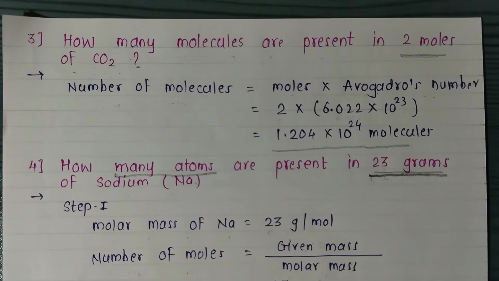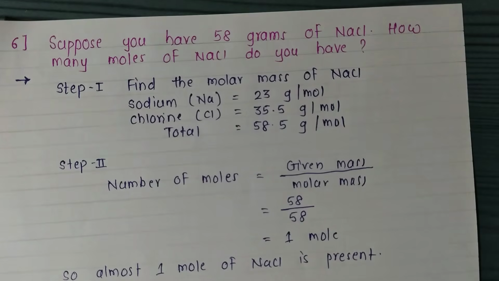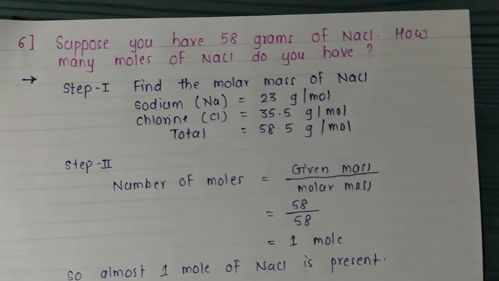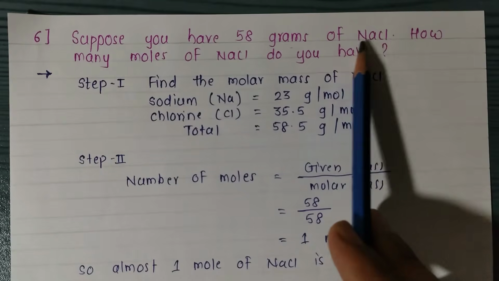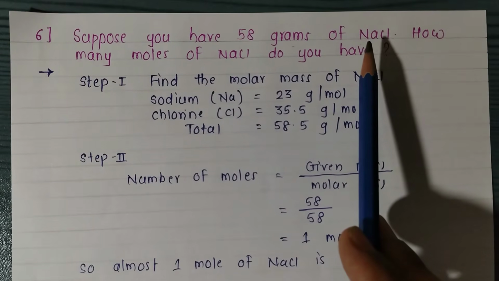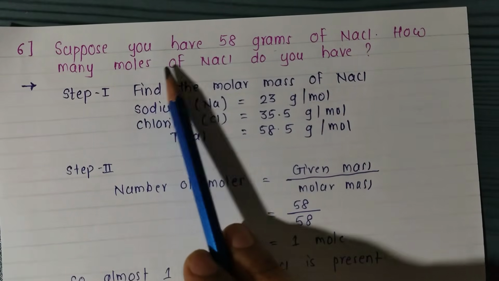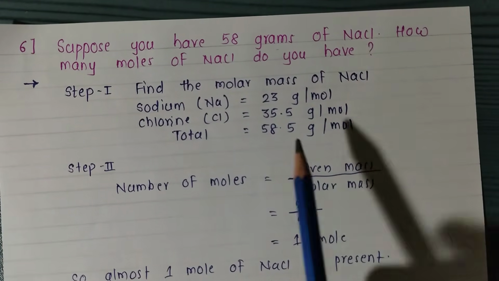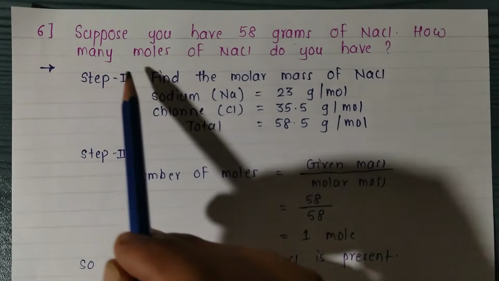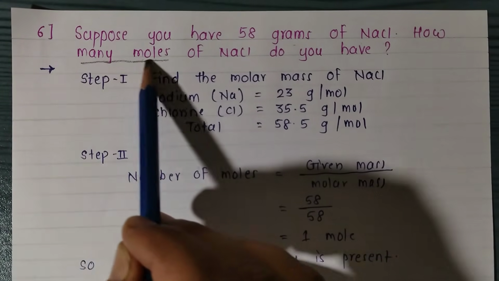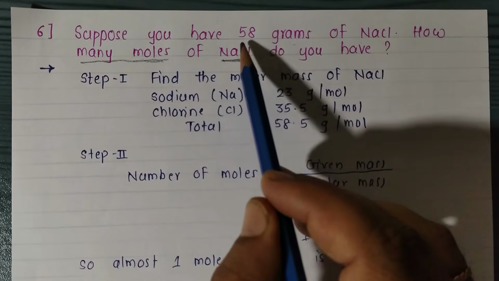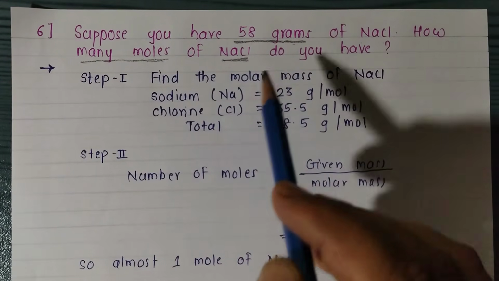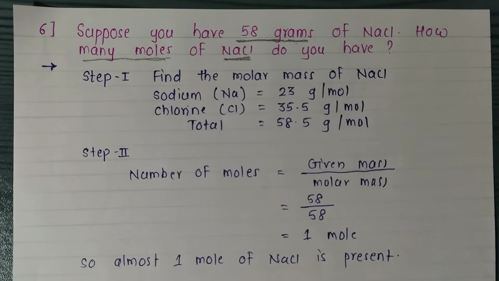Now let's see our next problem. What is the next problem? Suppose you have 58 grams of NaCl. How many moles of NaCl do you have? So we have to calculate the number of moles of NaCl, and this is the given mass of NaCl.